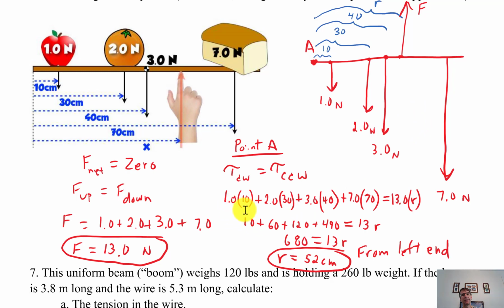1 Newton apple times the 10 centimeters, plus the 2 Newton orange times its 30 centimeters from point A, everything from point A, plus the 3 Newtons weight of the board times its distance from point A, 40 centimeters, plus the 7 Newtons loaf of bread times the 70 centimeters.